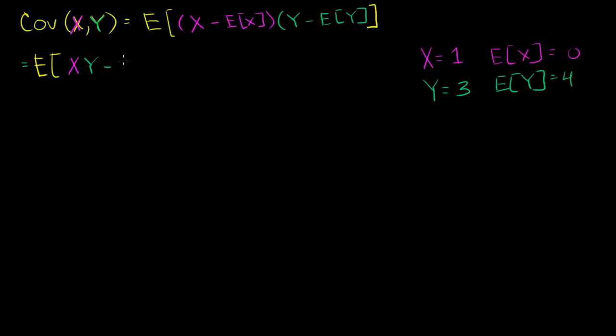So I'll just say minus x times the expected value of y, and that negative sign comes from this negative sign right over here. And then we have minus expected value of x times y, minus the expected value of x times this y. Just doing the distributive property twice. And then finally, you have the negative expected value of x times the negative expected value of y. And the negatives cancel out. And so you're just going to have plus the expected value of x times the expected value of y.